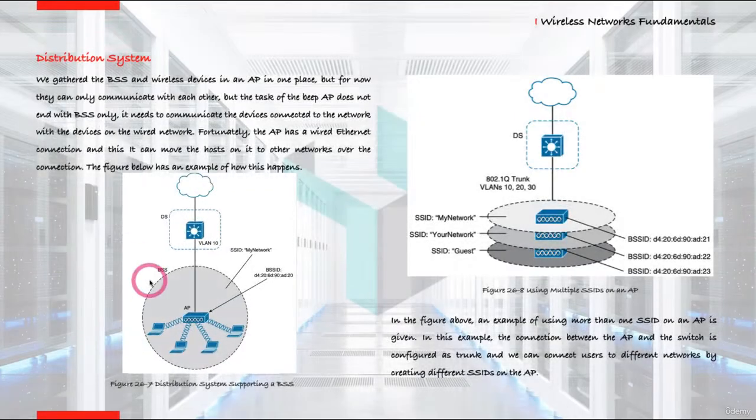Let's look at the distribution system on this page. For example, there is an access point and a wireless device.